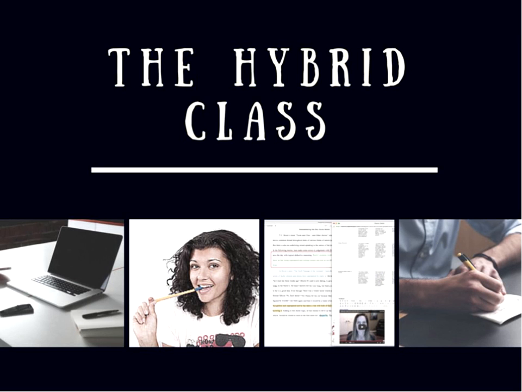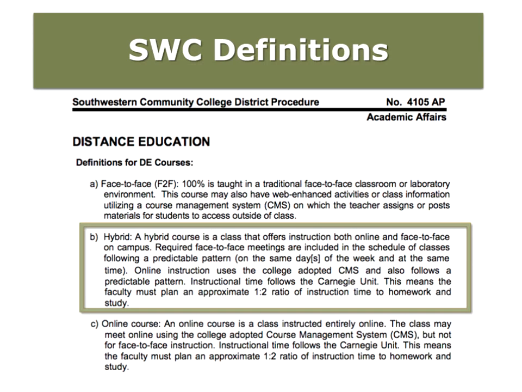So the first thing we might want to talk about is hybrid classes at our college. As far as our college's definition, here you can see the definitions for a variety of courses that we offer: face-to-face, hybrid, and online. A hybrid course is considered to be a class that offers a mix of instruction both online and face-to-face. For the majority of our hybrid courses, this follows a predictable pattern each week. One portion of the class is online, one portion is face-to-face, and that follows this predictable pattern throughout the semester.